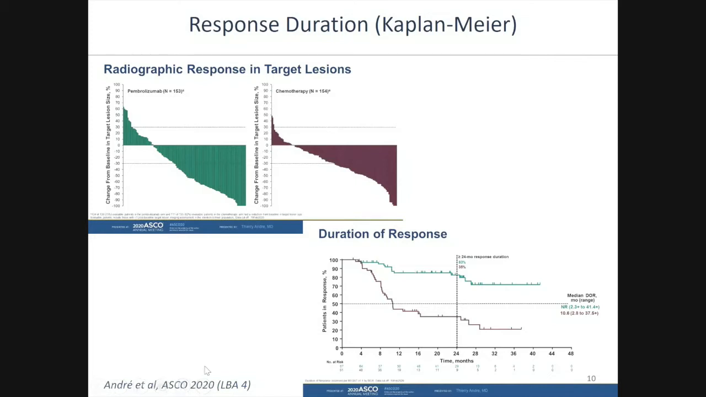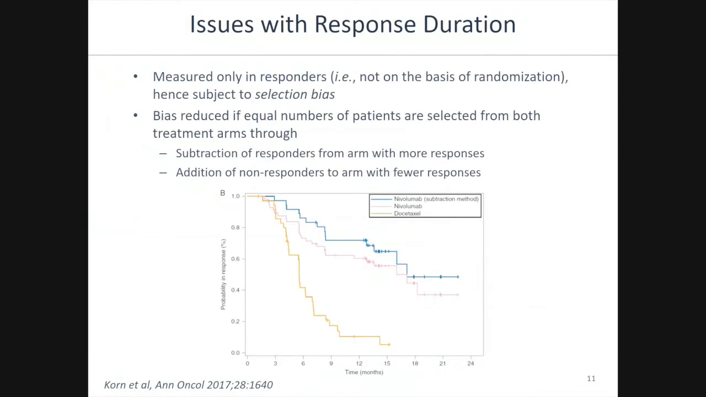This is very recent data from the latest ASCO meeting in colorectal cancer. And this seems to be a somewhat recurrent finding. So the question is, how can we use response duration as an endpoint? And this is a problematic endpoint because it's measured only in responders. So we're not comparing patients on the basis of randomization. And so this is subject to selection bias.